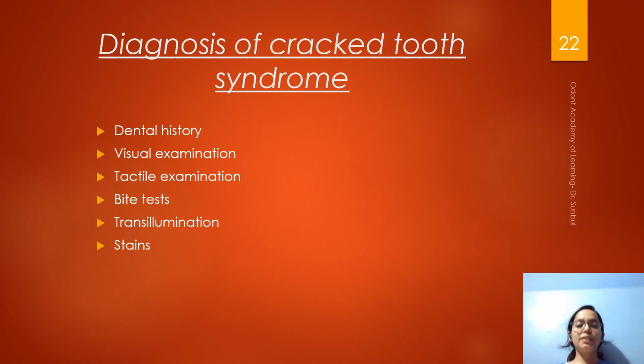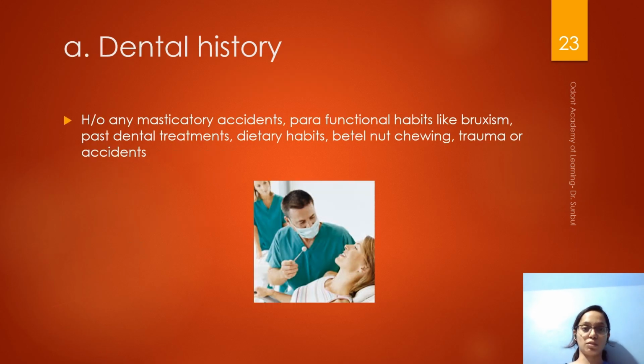Now, how will we diagnose a cracked tooth syndrome? First, we'll take a dental history. Sometimes it works wonders when we ask the patient and they will tell you they were biting on something hard or they were opening some can bottles or something with their teeth that has caused that. Then we can use the visual examination method, also tactile examination. Then there's a bite test that can be done. We can use trans illumination, and there are certain stains that can also help us diagnose it.